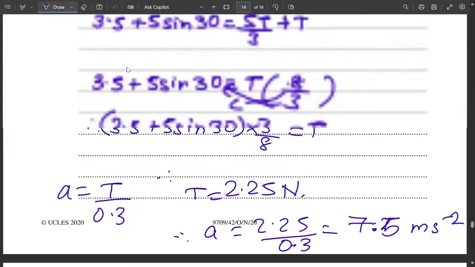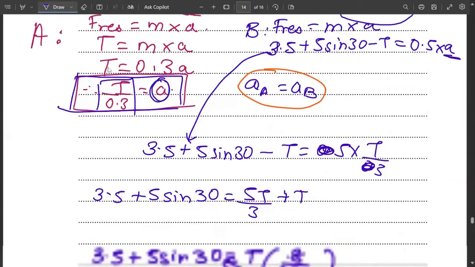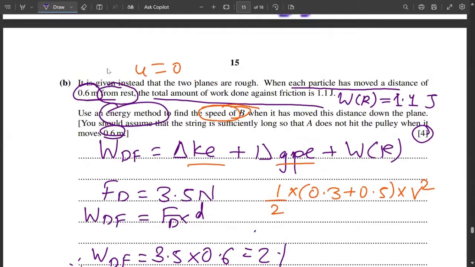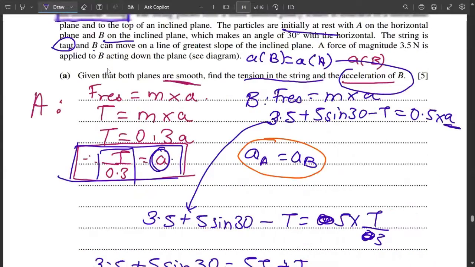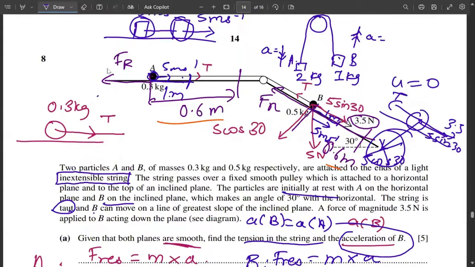So now let me tell you one thing. What they have mentioned here is to assume that the string is sufficiently long so that A does not hit the pulley when it moves 0.6. So when A travels 0.6, it will not touch the pulley or go down the pulley. 0.6 meter is somewhere behind the pulley only. And what is the formula for GP, mgh? Now consider this height h.